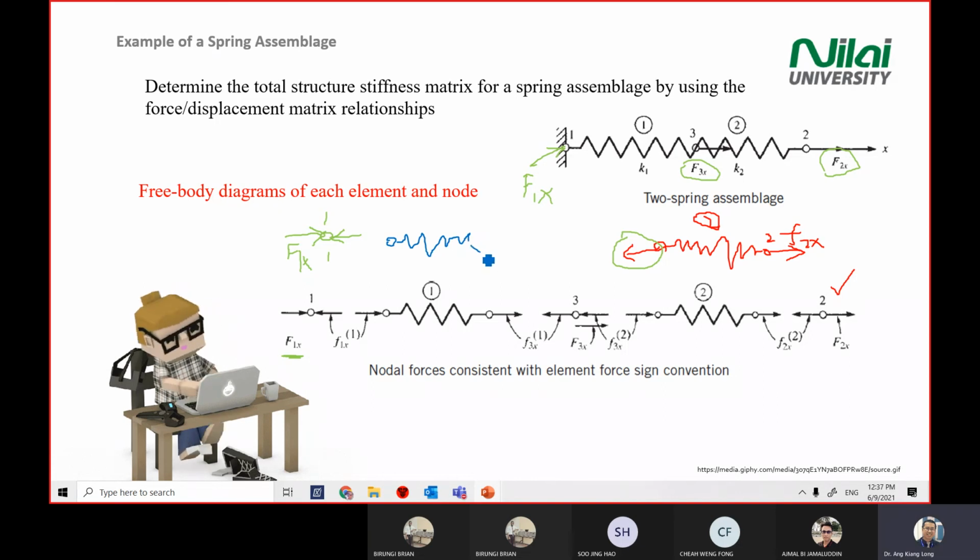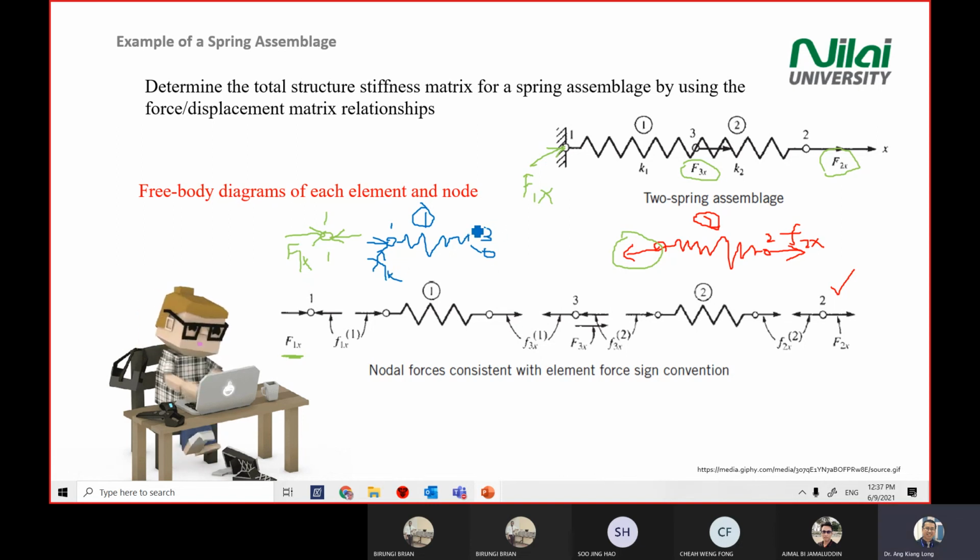Okay, again, I apologize for my bad drawing. So this is point 1. This is point 3. To counter the force at point 1, it must be in the opposite direction, going this way. So this is small f1x here.